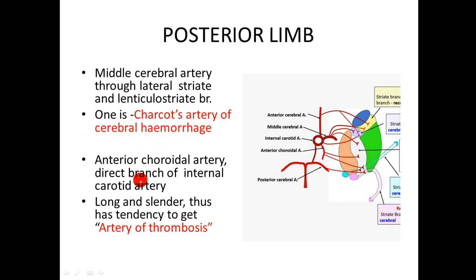And one branch of the anterior choroid artery, this anterior choroid artery itself is very tortuous, and the branch which is supplying the internal capsule is very prone to thrombosis, and that is why it is called the artery of cerebral thrombosis.